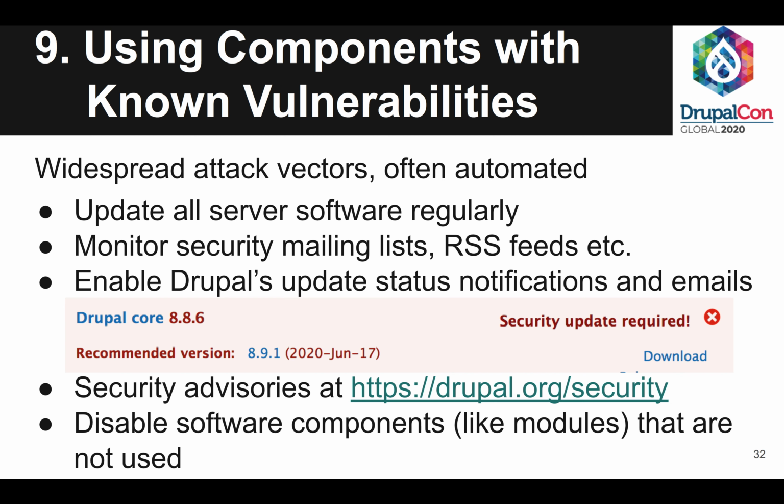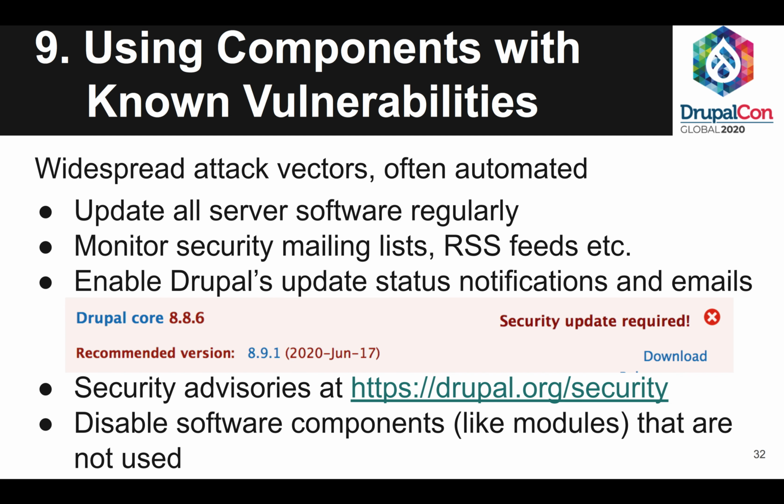So once components are known that have vulnerability, these are widespread attack vectors. People will automate those attacks. So you need to be updating your server software, all your software regularly. Monitor different kinds of security mailing lists and RSS feeds. Potentially want to enable Drupal's update status module. Ask for emails to be sent to you from a Drupal site if you need an update.